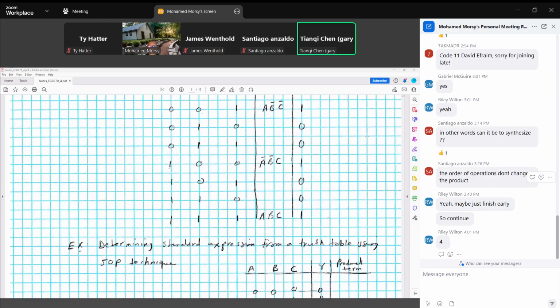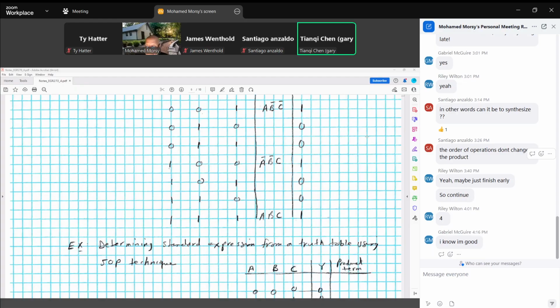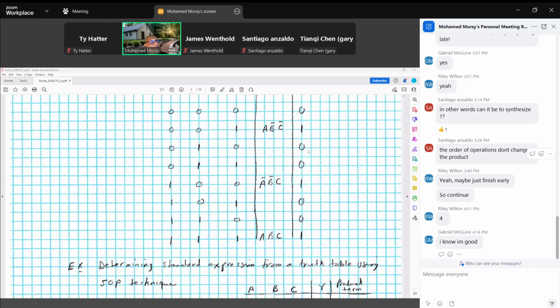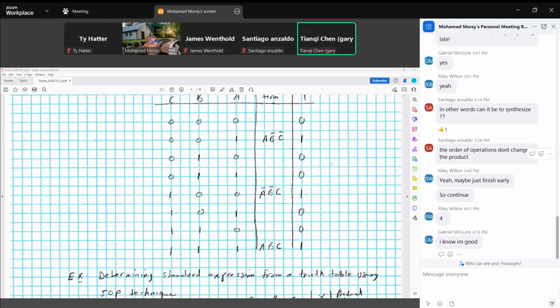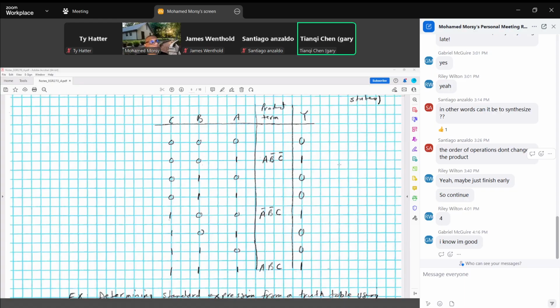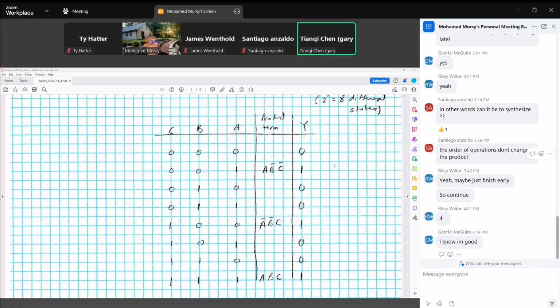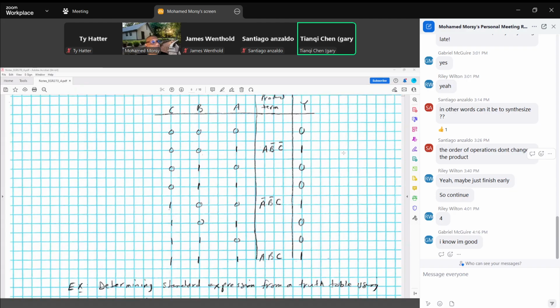Professor, I have a question. Yeah, go ahead, please. Can you speak loudly? On the truth table, there is a column that says product term. Can you explain to me why they are in the positions they are, especially the last term ABC at the last row?